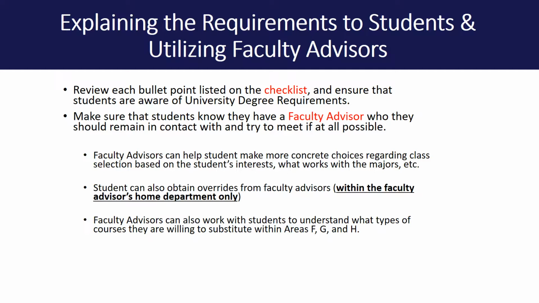Students can obtain overrides from faculty advisors only within the faculty advisor's home department. So a student cannot try to go to the CMIS department to get an override into a CSC course. They would have to go to the computer science department. But if they want to take a CMIS course and they don't have the prereqs for it, they can ask Dr. Cheshire to give them an override.